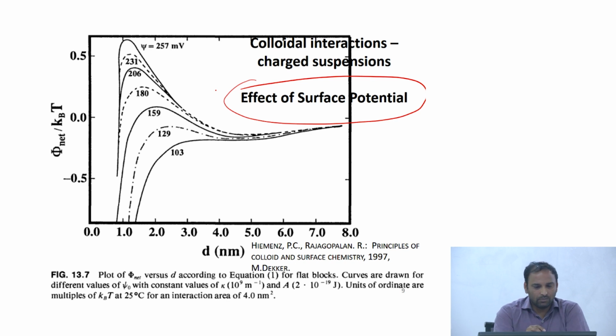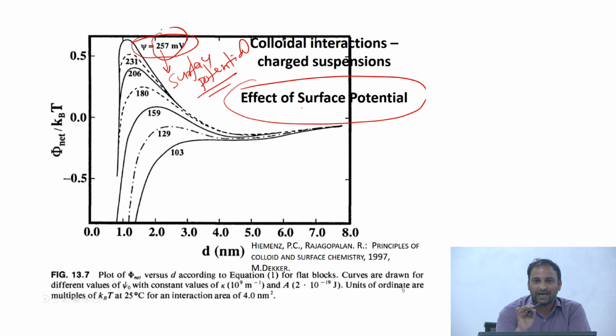I don't want to get into the details, but the surface charge is basically measured in terms of what is called a surface potential. The only thing that is important at this point is that a higher value of psi means higher charge. What I'm doing is decreasing the surface charge, or decreasing the surface potential, going from 231 all the way down to 103.